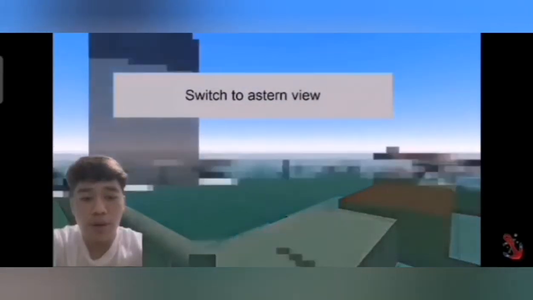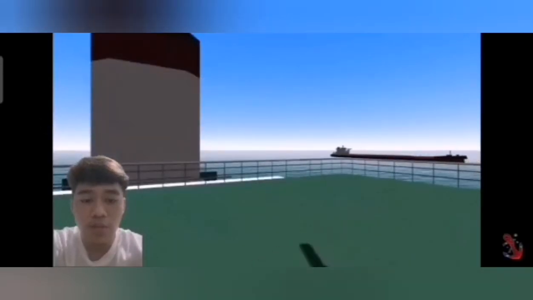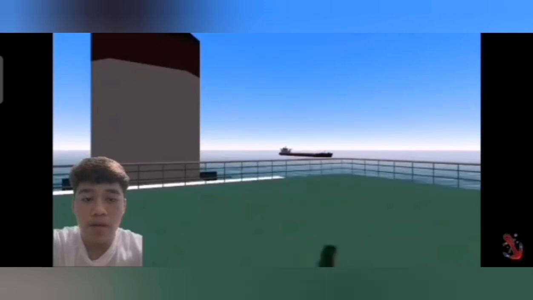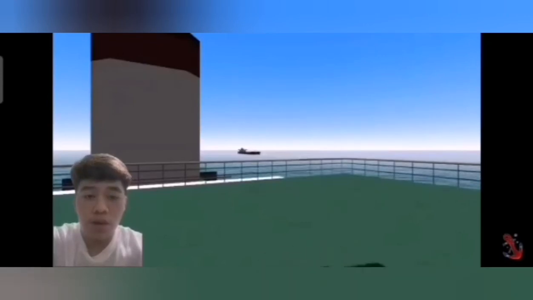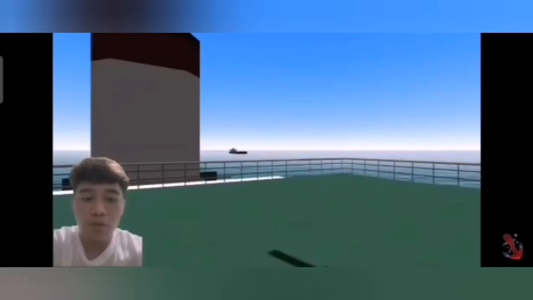At titingin yung stand-on vessel sa likod para kung babangga ba ito sa likod nila. And then that's all of the report of Group 3, and thank you sir, and thank you guys.